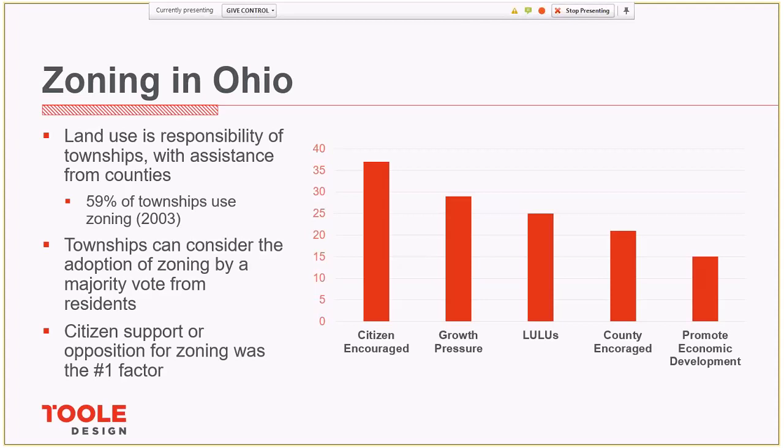Fast forward now to the 21st century, and we can take a look at some zoning regulations in Ohio. A 2003 study found that around 60% of Ohio townships use zoning to regulate their land use. Townships can adopt zoning through a majority vote by residents. This same study also looked at the reasons behind the decisions to adopt zoning, and found that citizen support was the number one reason for a township to either adopt or not adopt their own zoning ordinance. This was followed by growth pressure, locally undesirable land uses, support from the county level, and to promote economic development.